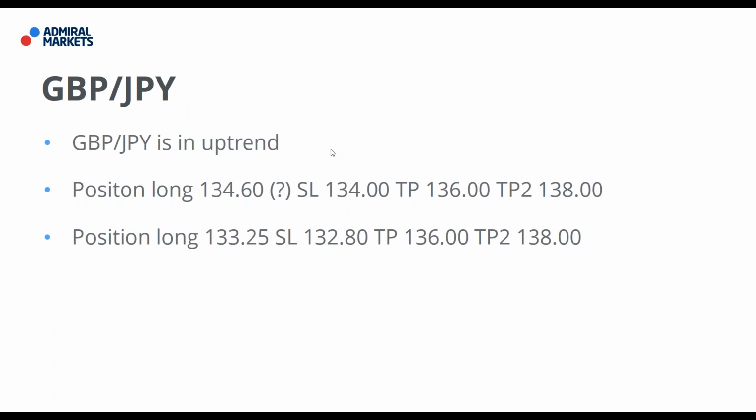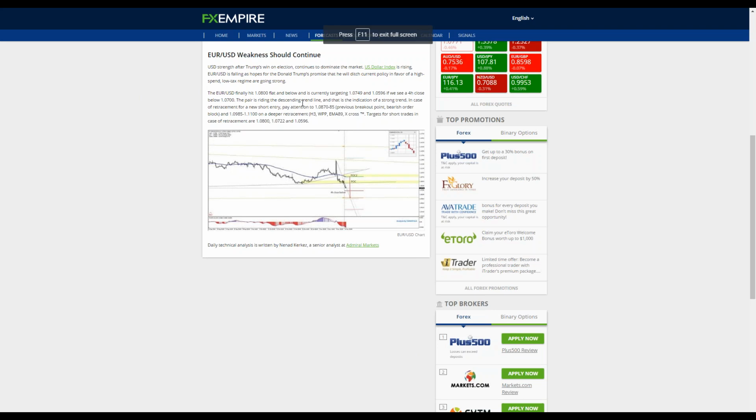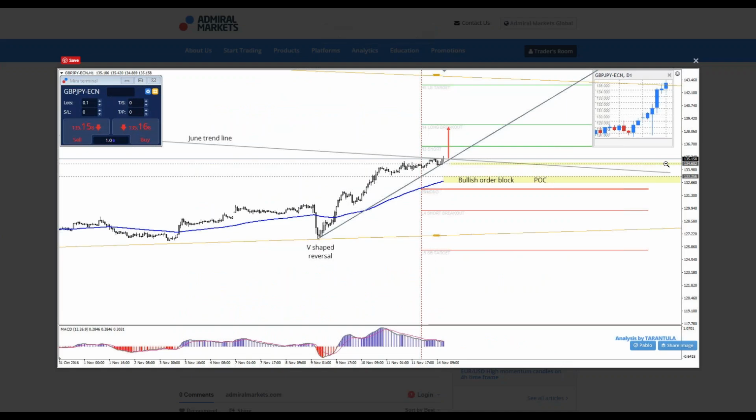Okay? And pound yen, as I said, pound yen is in uptrend. Why did I put a question mark here? Because today after my analysis, it almost hit 134.60. And actually it's already rejecting. It was at 135.15. It does not have a 4-hour close above this zone. So for continuation, we need to see a 4-hour close above 135.15. We don't see it now, so we might see some retracement.